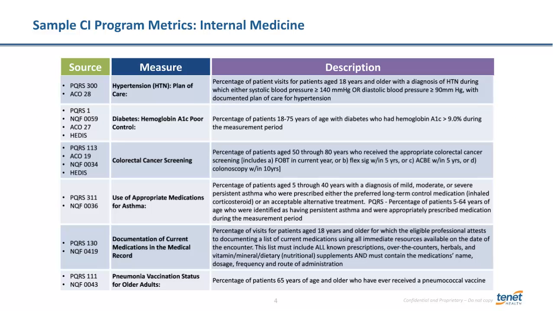Here you'll see an example of one of our CI measure programs for internal medicine. On the left, it references the source of the measure: PQRS, HEDIS, or others. The name of the measure is included as well as a detailed description of the population the measure applies to and what is being measured for that population.